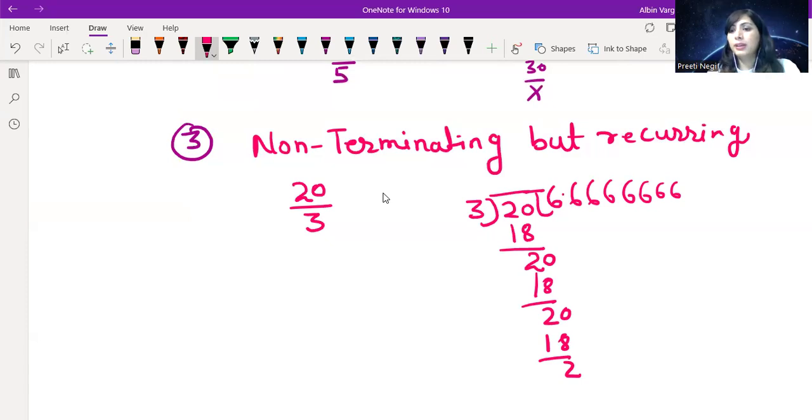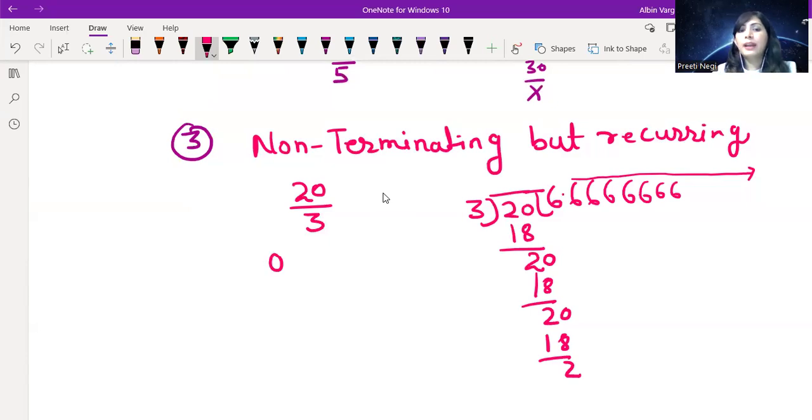जो कभी खत्म ही नहीं हो रहे वो नॉन टर्मिनेटिंग है, लेकिन ये रिपीट हो रहा है. 6 6 6 6 चलता ही जा रहा है. So these are recurring, non-terminating but recurring. So these kind of numbers are called again rational numbers, which are non-terminating but recurring.